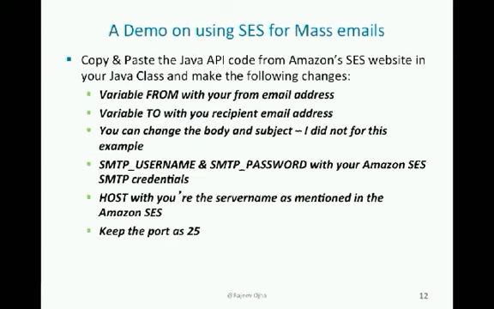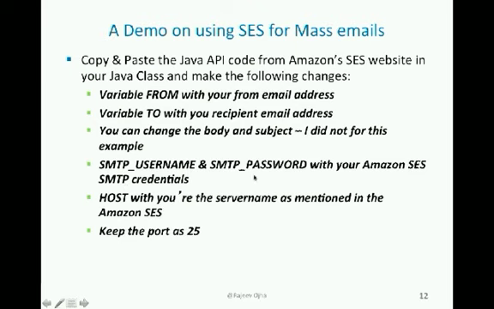Next, if you go to the Amazon SES site, there is a piece of code which is their API for the Java programming language, that you can just cut and paste inside your program. Once you have pasted it, you need to change a couple of variables. The from has to have your email address, and the to has to be the recipient email address, and then you can change the body and subject the way you want. Although for this example I did not make any changes to it.